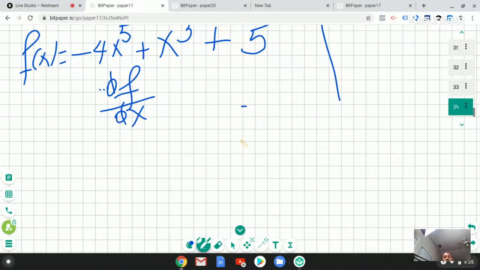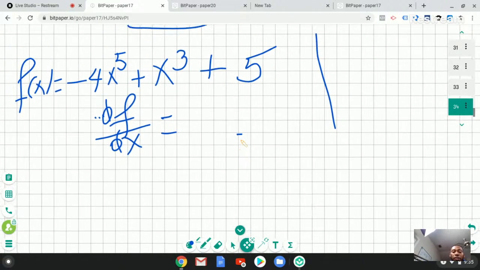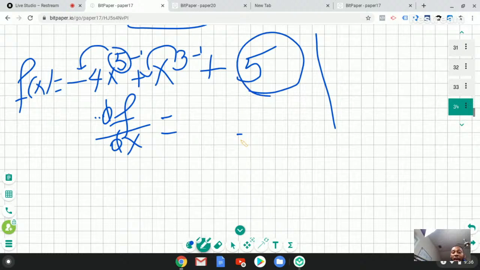The first thing we say is, okay, let's do it. It's similar to what we just had. I'm going to do the same thing that I did earlier multiple times. I'm going to bring the 5 up front and take away 1 from the exponent. I'm going to bring the 3 up front and take away 1 from the exponent. The 5 doesn't have any x in front of it, which means it's going to be 0. It goes away, because the derivative is always with respect to x, so everything that doesn't have an x next to it is considered a constant.